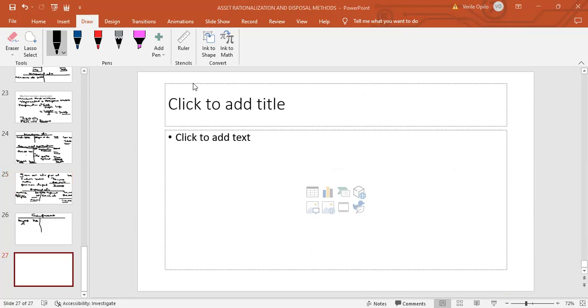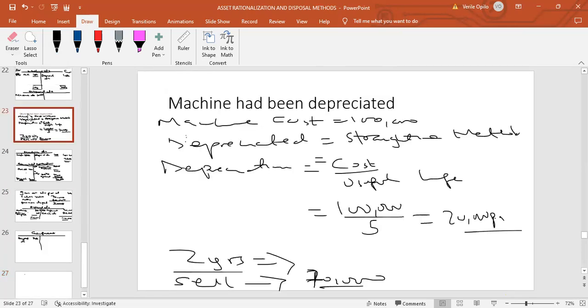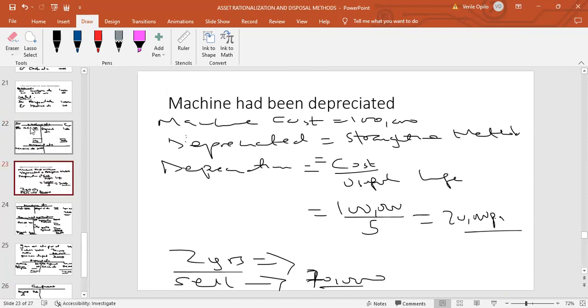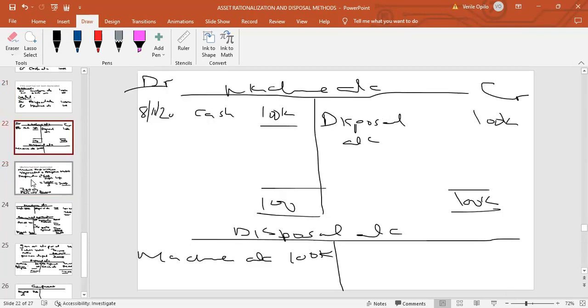We can summarize these transactions into simple journal entries and show that the first step is to close off the machine account, or whatever the asset account is. As we did initially, you remember we say that if you have the asset, you need to close off the asset account. So in this case, you're supposed to open two accounts. The machine account, you credit it, you debit the disposal account.